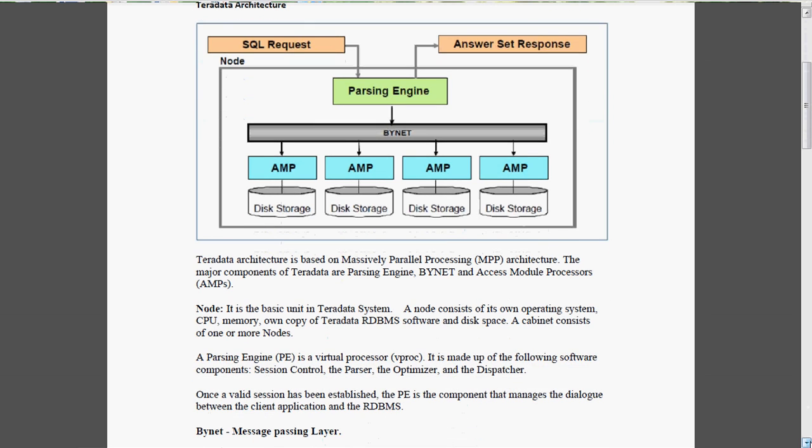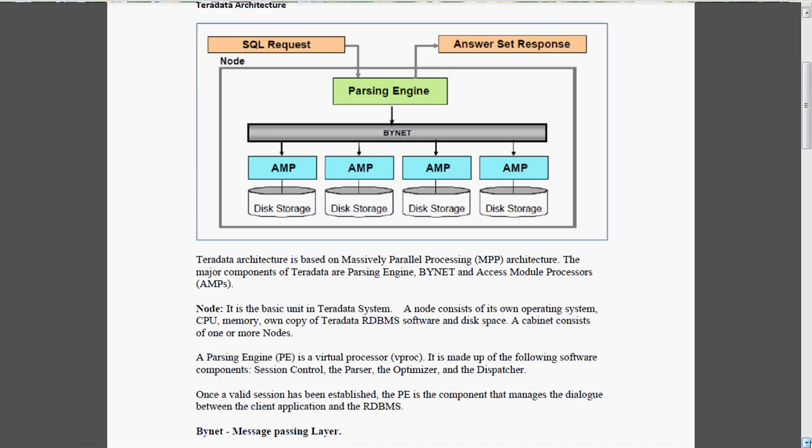And what is PE? PE is the parsing engine. Whenever the user writes the query, that means the SQL request, normally we write the query in the SQL tools. What are the SQL tools available with us? We will write the query, that is the SQL request. It is passed to the parsing engine first, and the parsing engine is a virtual processor, that is a software component. It is made up of the following components: session control, the parser, the optimizer, and the dispatcher.